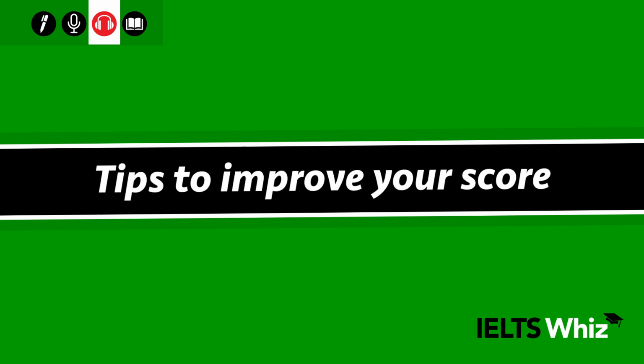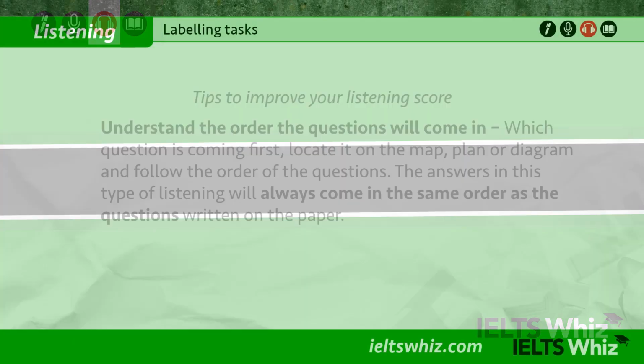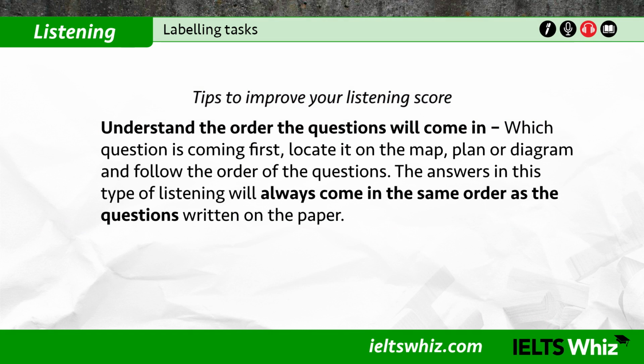Now here are some tips to help you to improve your score for labeling questions. Make sure you understand the order the questions will come in. Which question is coming first? Locate it on the map, plan, or diagram and follow the order of the questions. The answer in this type of listening will always come in the same order as the questions written on the paper.